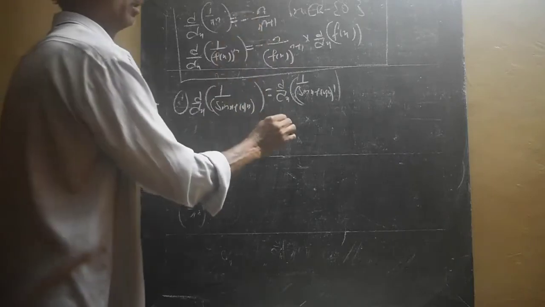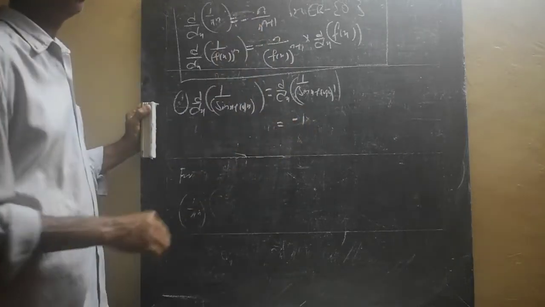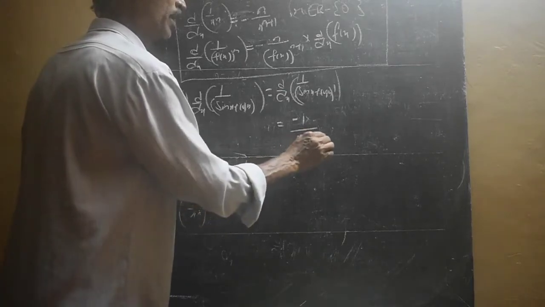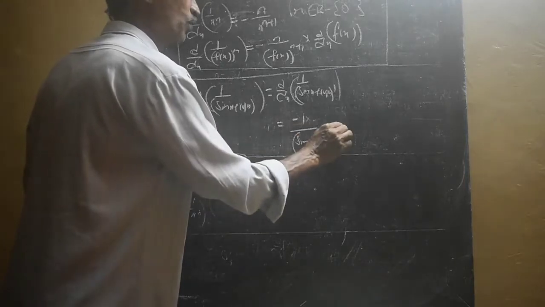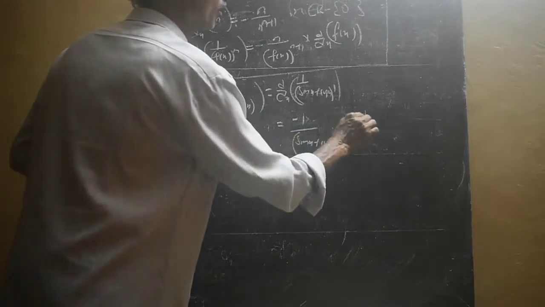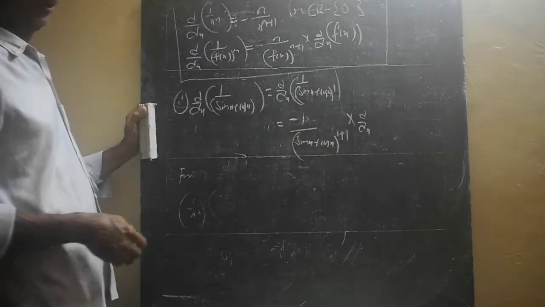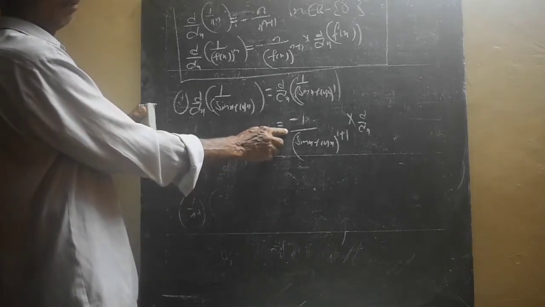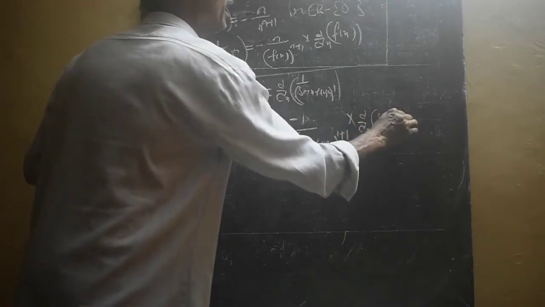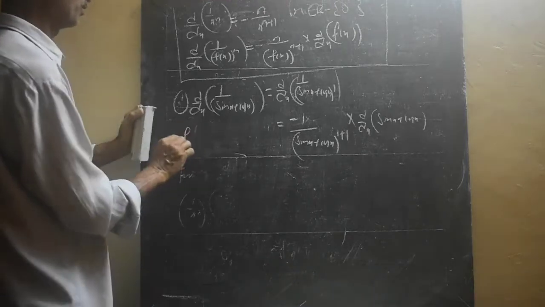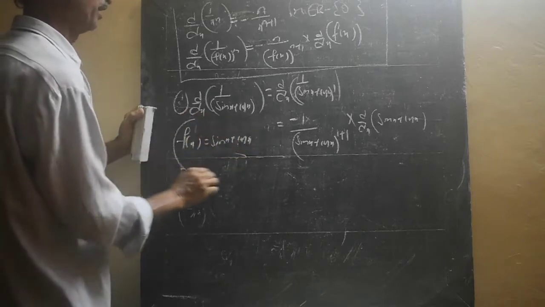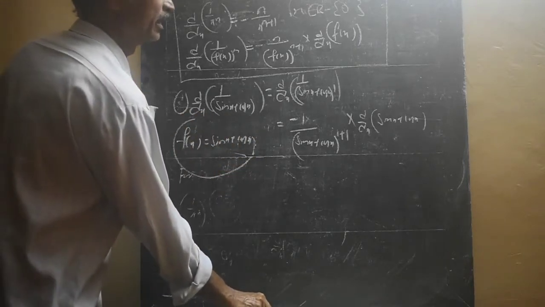Use this particular formula. Here n is 1. Minus 1 upon sin x plus cos x raised to 1 plus 1, into d by dx of sin x plus cos x. For the time being we write minus in the numerator; in the final answer you should put the minus in the middle. Here f of x is equal to sin x plus cos x. Now I have to differentiate this sin x plus cos x.